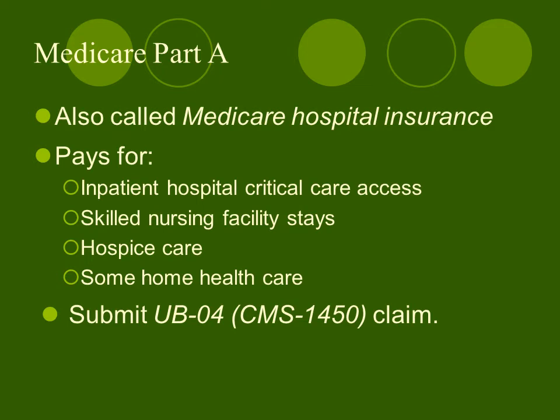Medicare has 4 parts. You have A, B, C, D. In Medicare Part A, another name for that is the Medicare hospital insurance. This is the part of Medicare that applies if you are a Medicare patient and you're hospitalized. It takes care of anything that is inpatient critical care access. If a patient has to go to a skilled nursing facility, it takes care of that. If a patient has to be put on hospice or some other type of health care. Usually with the hospital insurances, the claim that is submitted for those is the UB04.